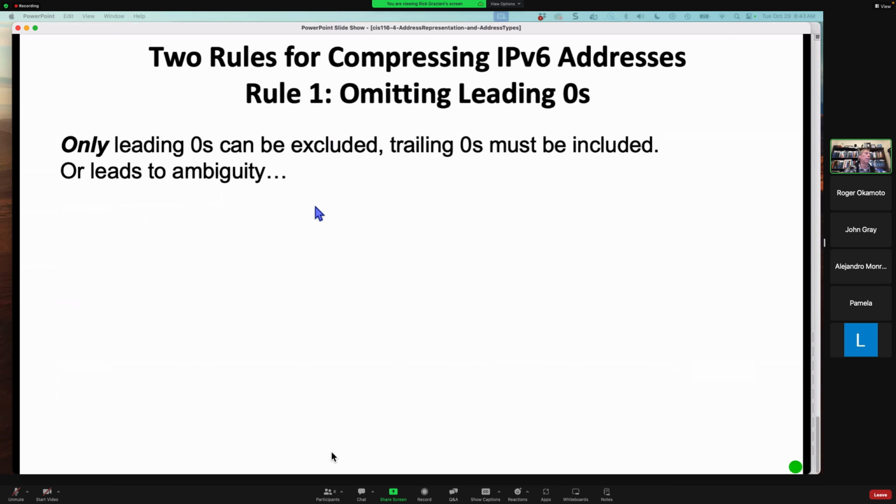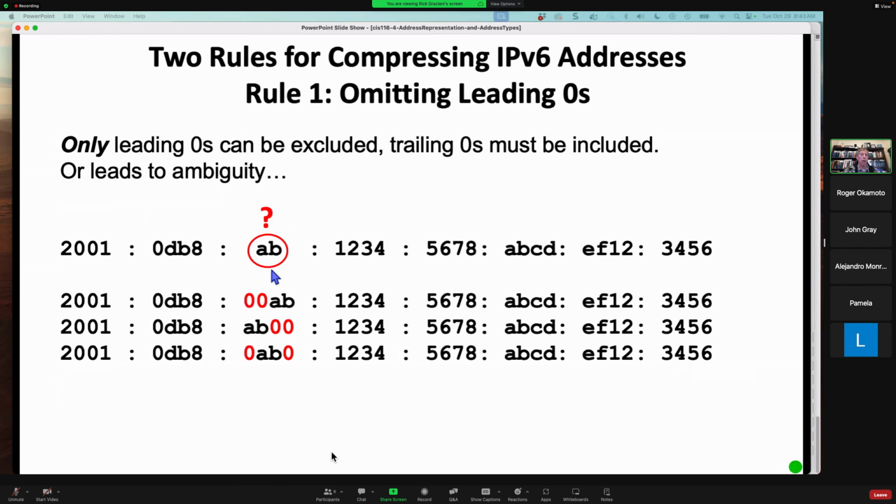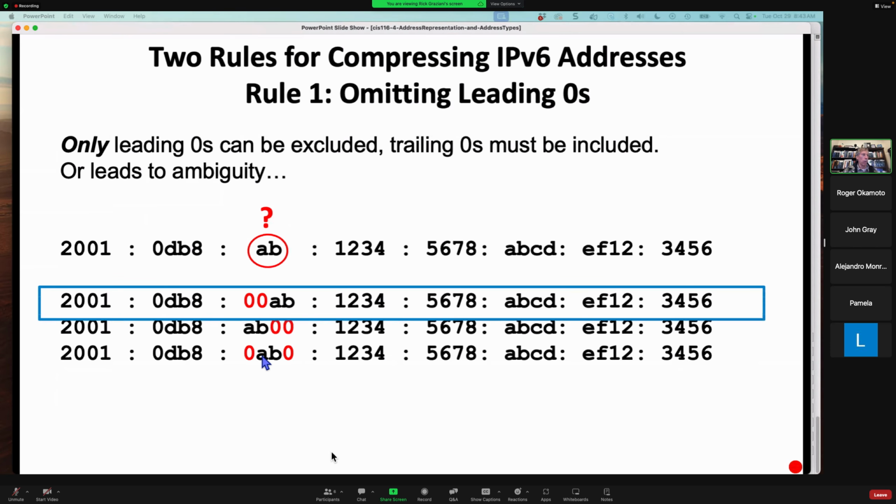Only leading zeros can be excluded, not trailing zeros. Why is that? Well, if we allowed trailing zeros to be omitted, we'd see something like this, and we wouldn't know which side the zeros were being omitted on, left, right, or both. So leading zeros only can be omitted.